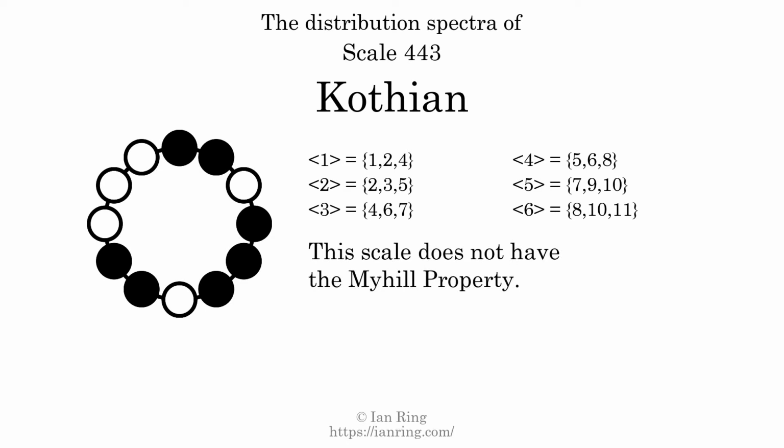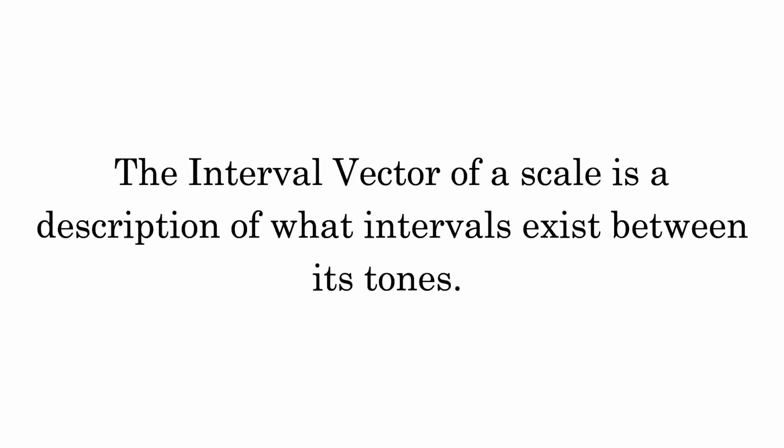If every spectrum has exactly 2 specific intervals, we call that the Myhill property. This scale does not have the Myhill property. Since the generic interval ranges overlap, this scale is an improper scale. The interval vector of a scale is a description of what intervals exist between its tones.